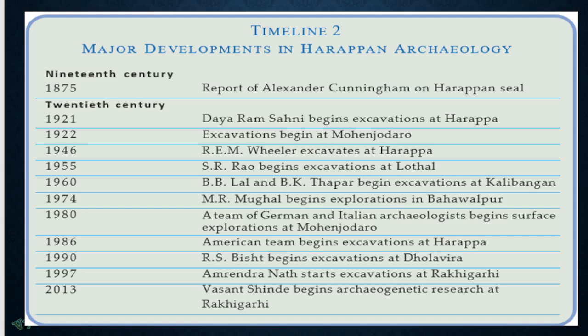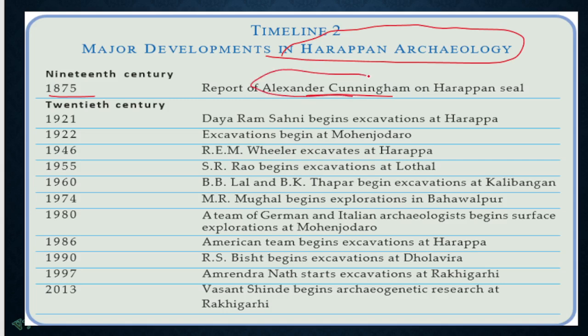After that, the same thing, modern time. Modern time is about Harappan archaeology, when archaeologists started studying it. So in 1875, if you see, Alexander Cunningham was part of the Archaeological Survey of India. He did a report on the Harappan seal, which I will teach you in detail today. Then in 1921, Daya Ram Sahni, an Indian, began the excavations at Harappa.